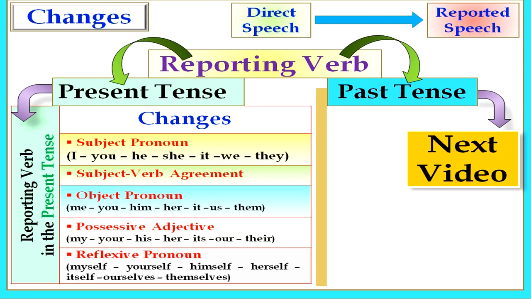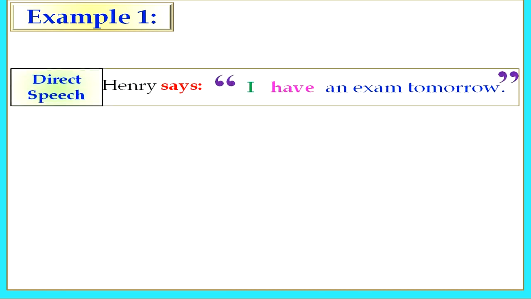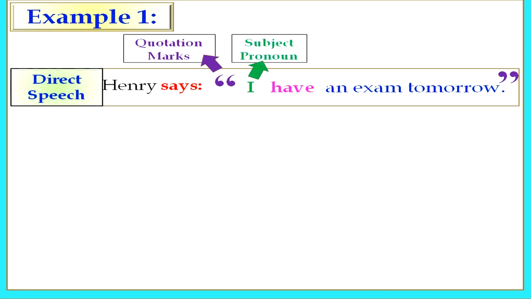Now, let's see these changes in practice. So here we start with example number 1. The sentence we have in direct speech is, Henry says, "I have an exam tomorrow." Do you remember this sentence? That's good. So let's talk now about some important details in the sentence. As you can see, we have got the quotation marks, the subject pronoun I, and the verb have.